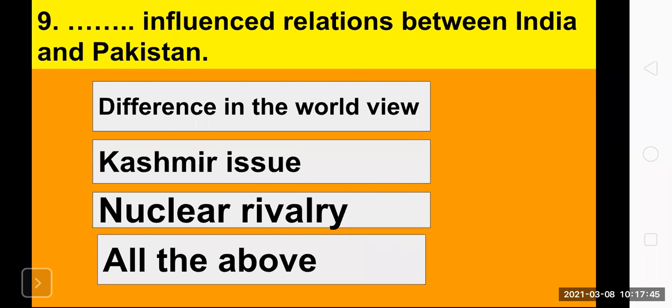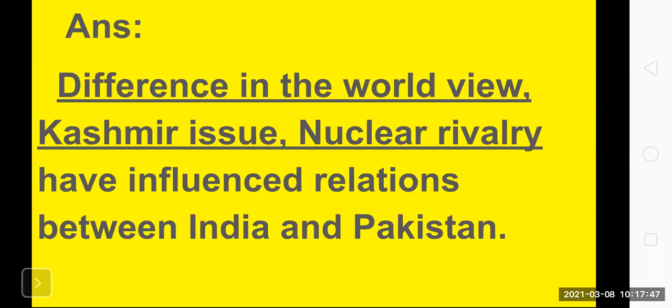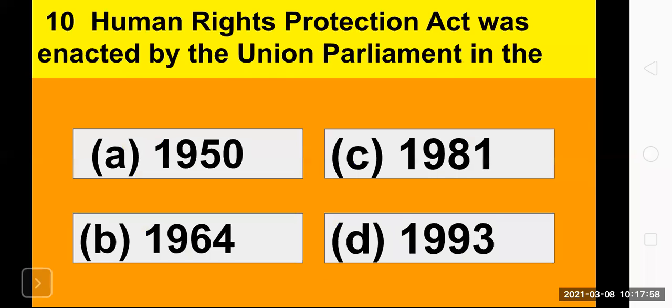So all the options are correct. So difference in the world view, Kashmir issue, nuclear rivalry all have influenced relations between India and Pakistan. So all the answers are correct. Next one.